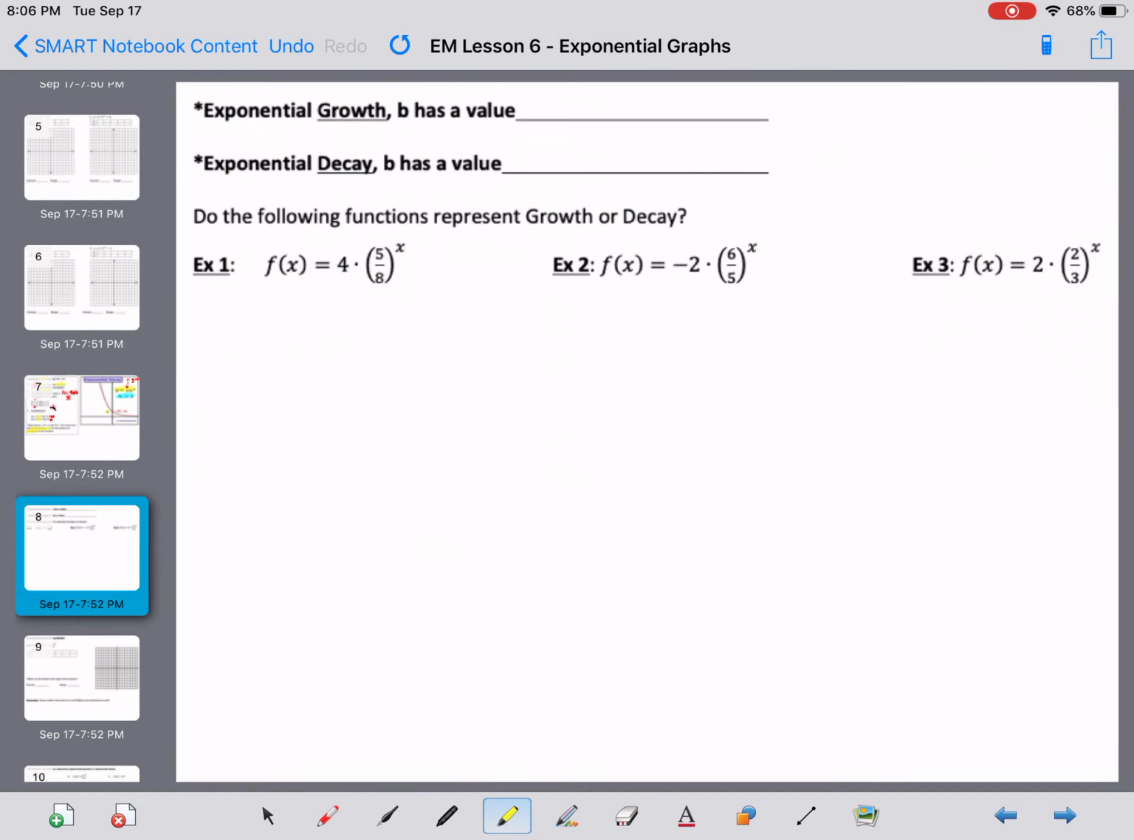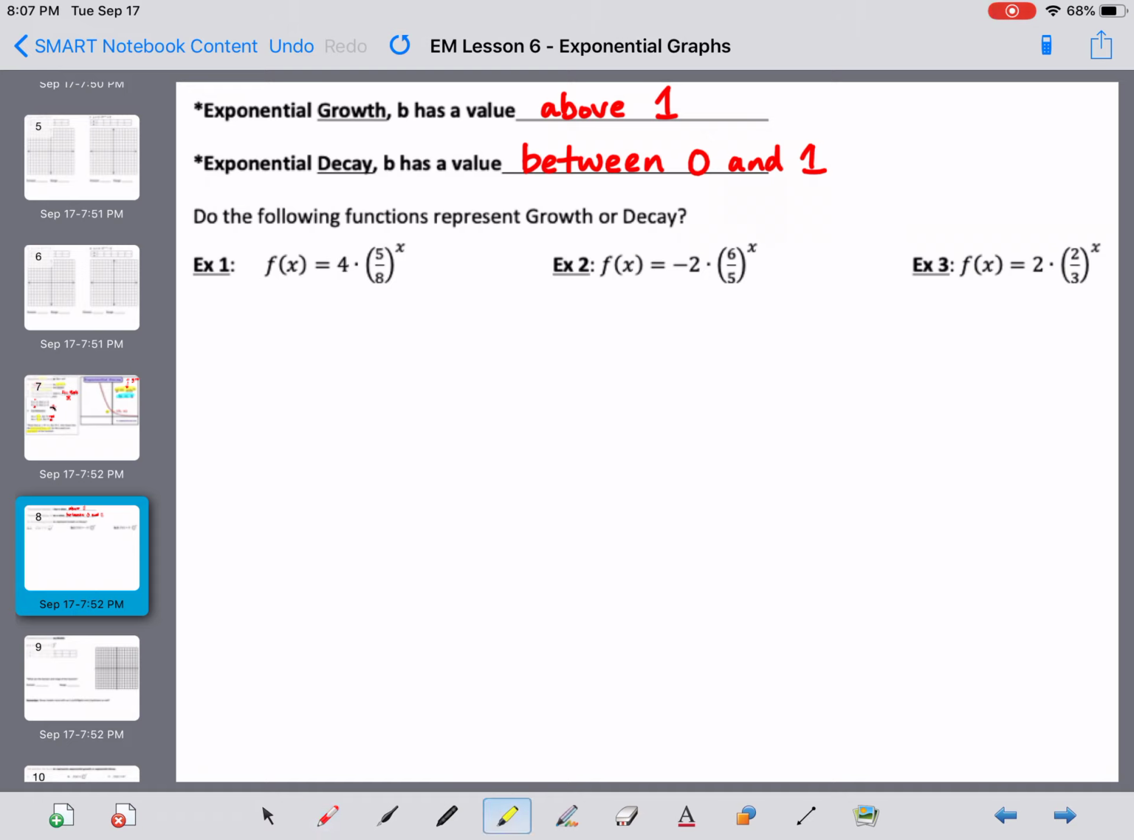Just so you can differentiate between the two, remember exponential growth has a base that is above 1, and exponential decay has a base, or a b value, that is between 0 and 1. Really we only care about the number that has the exponent on it. That's going to tell us if it's growth or decay.